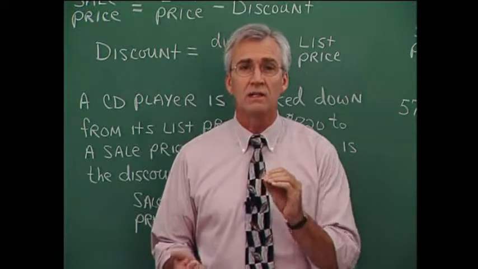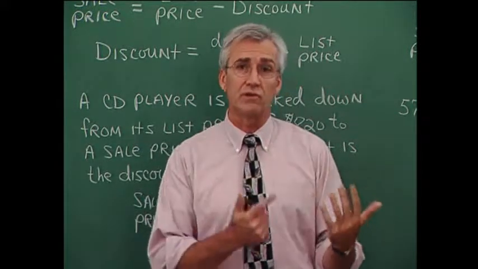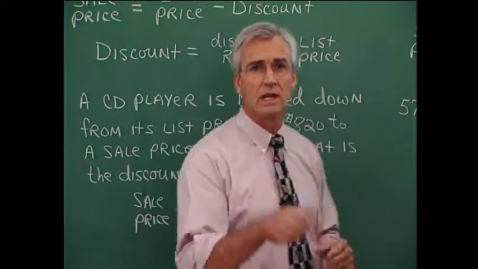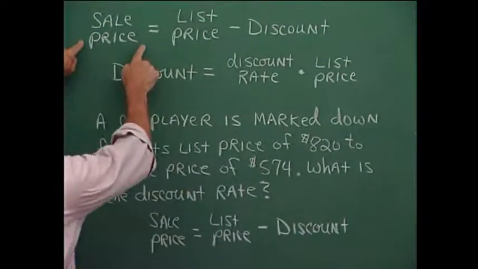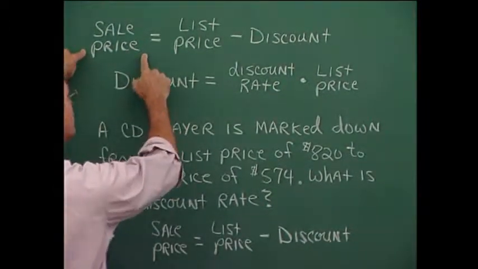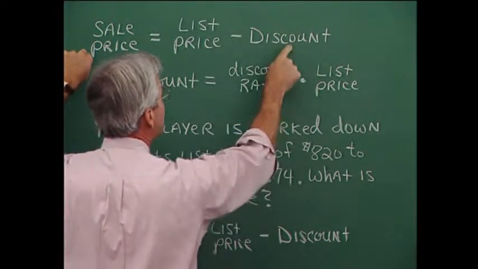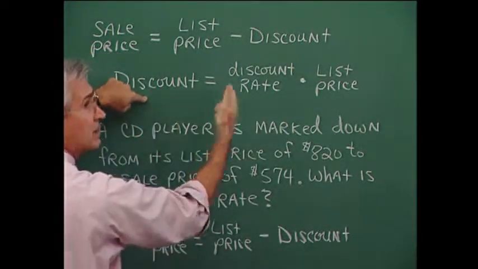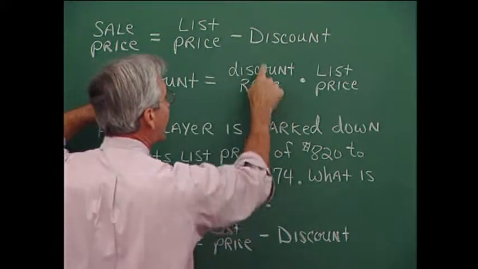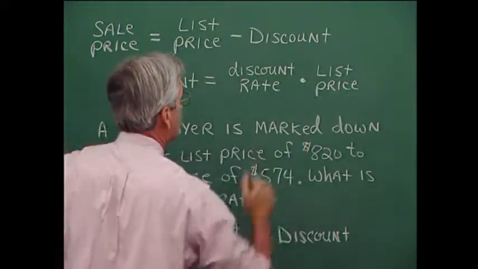But the discount contains a hidden operation. It's some percent of that old list price. Here's what I mean. The sale price, the new selling price, you see, is the old list price minus the discount. But this discount is some percent times the list price. So it's a discount rate, a percent, times the list price.